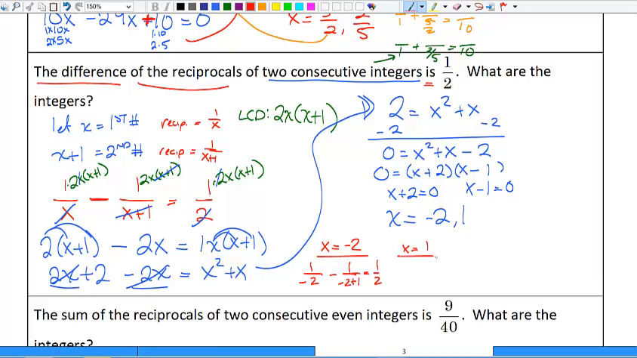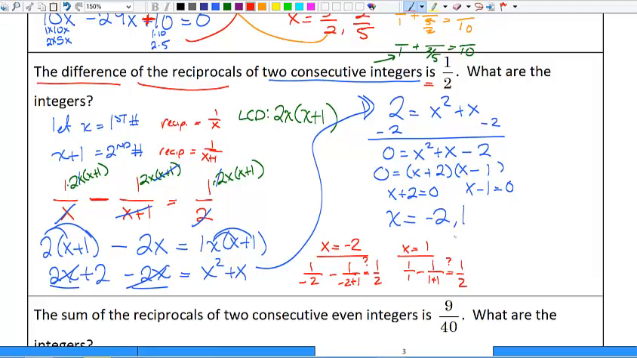Let's check the next one, x equals 1. That gets me 1 over 1. The denominator is not 0. Minus 1 over 1 plus 1. 1 plus 1 is not 0. Equals 1 over 2. Now I could go further and check to make sure that these truly do work. I'm not actually going to do that. All I really cared about is making sure that they're not extraneous, and neither of them are.